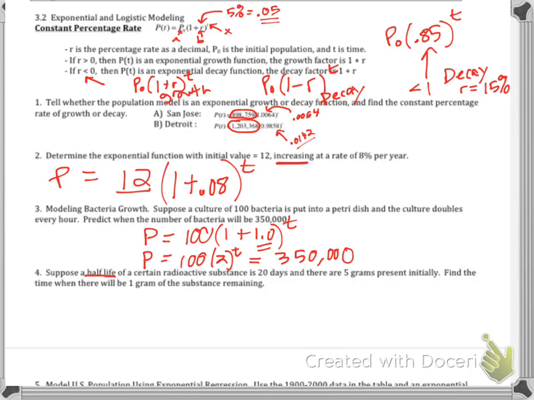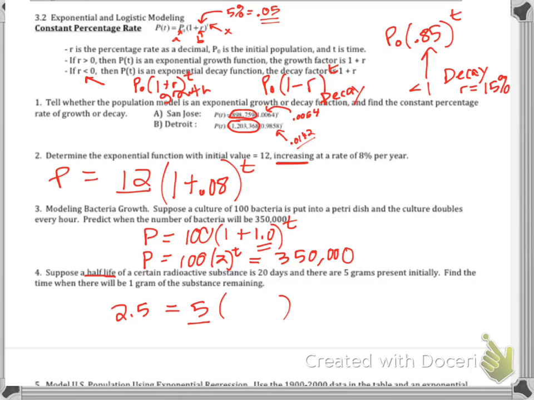And if I have 5 grams present in the beginning, that would be my initial amount. We'll deal with the parentheses here in a second. I want to know, when do I have 2.5? How long until I have 2.5? Obviously that's a decay, because you're not going to be able to find the time when it'll be 1 gram.